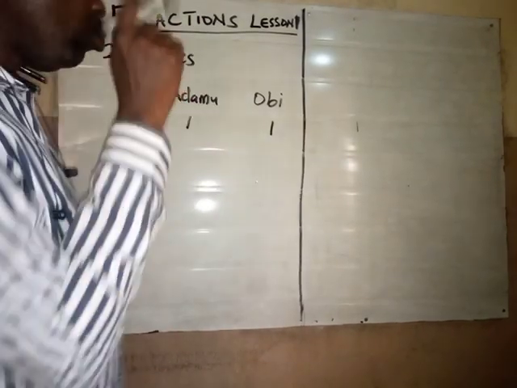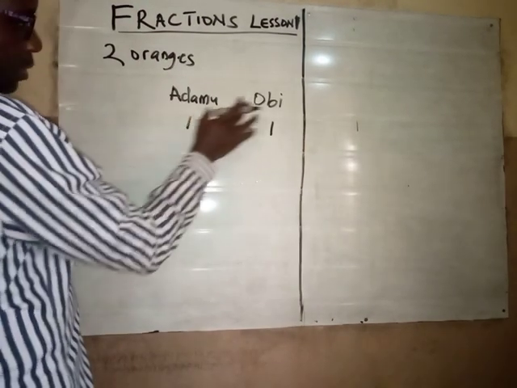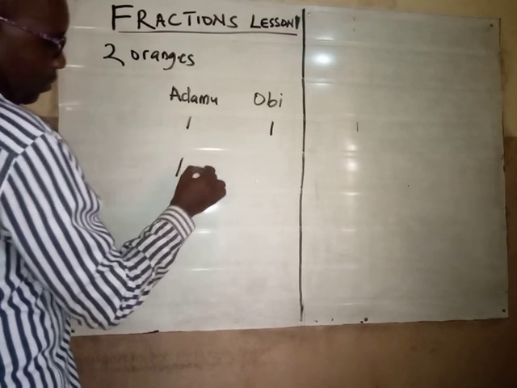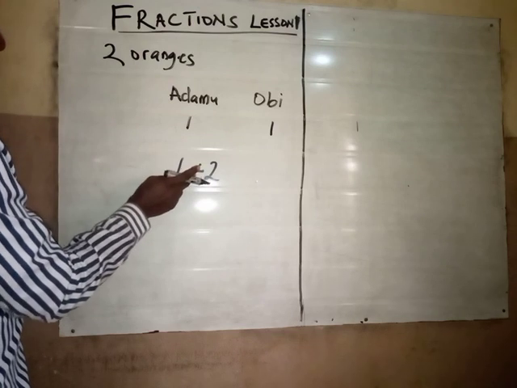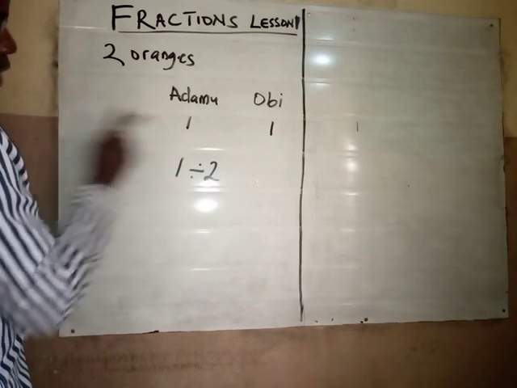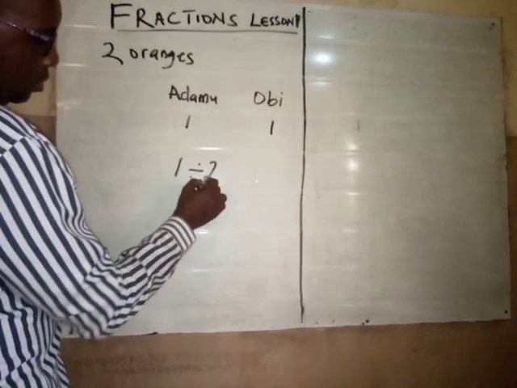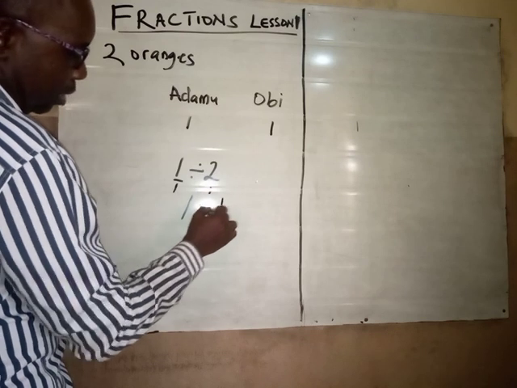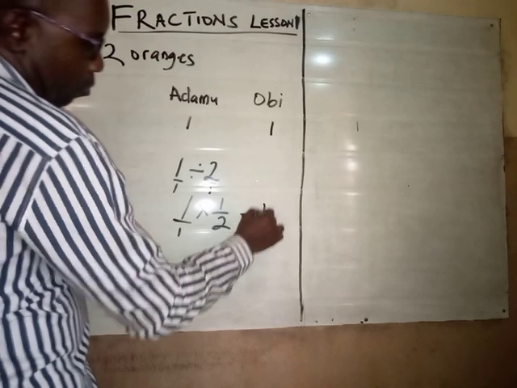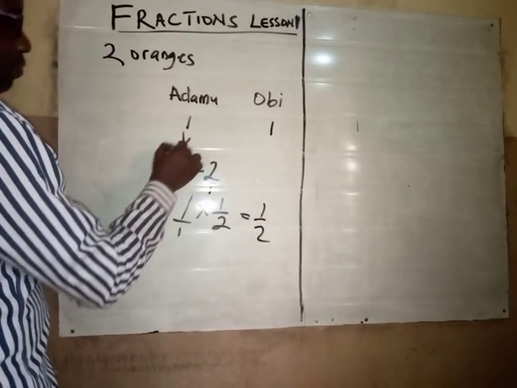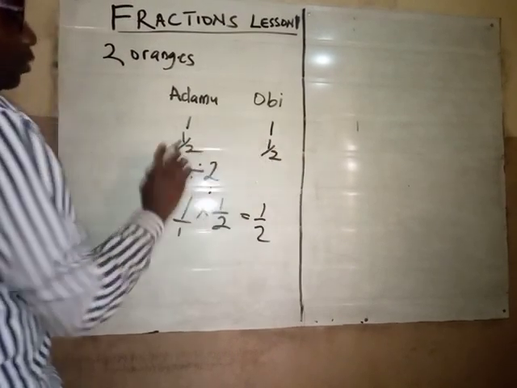But if these two boys are given one orange, since they are two, the one will be divided by two, two people. And when you apply multiplication here, you get the reciprocal, which means 1 times 1 over 2. So all you now have is 1 over 2. So Adamu will get half and Obi will get half. So they will get 1 over 2, 1 over 2.